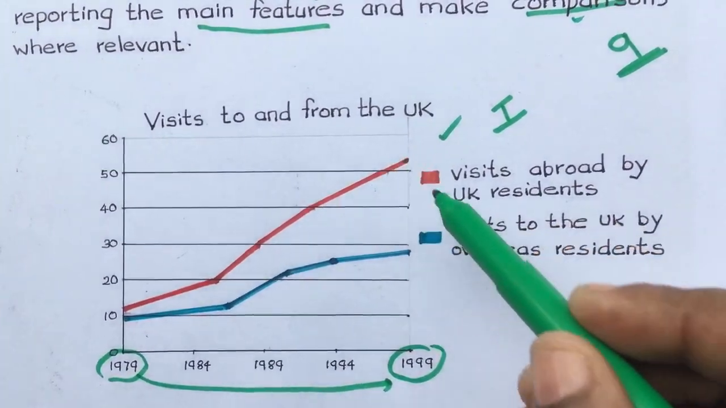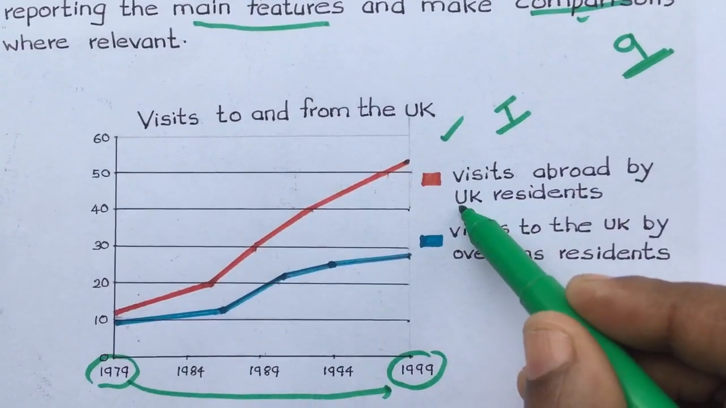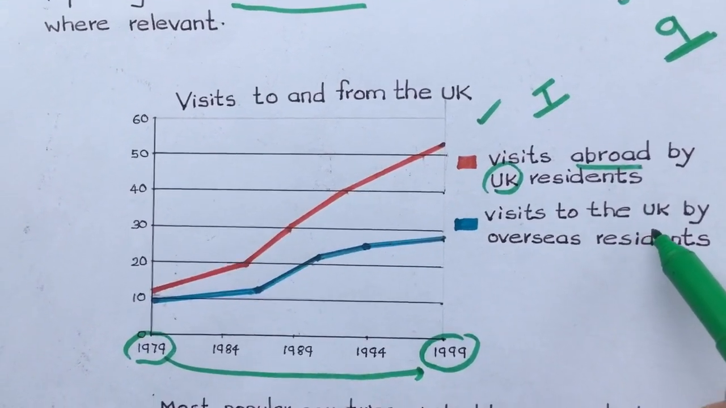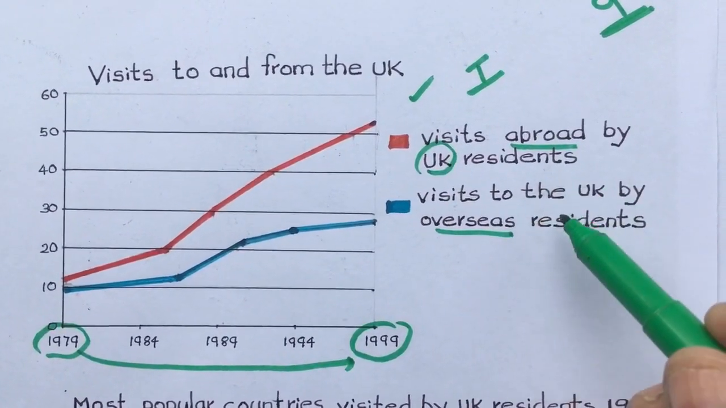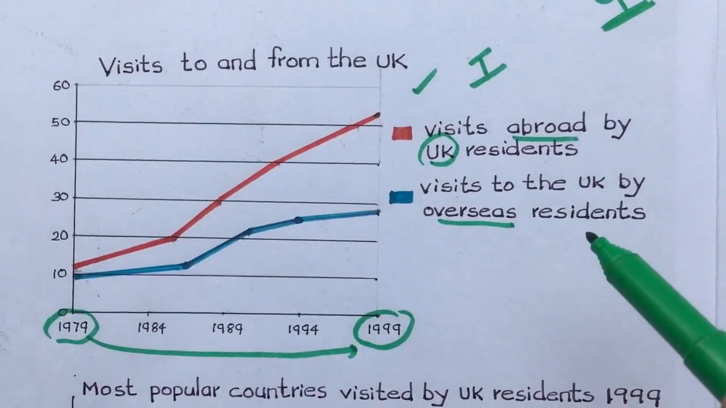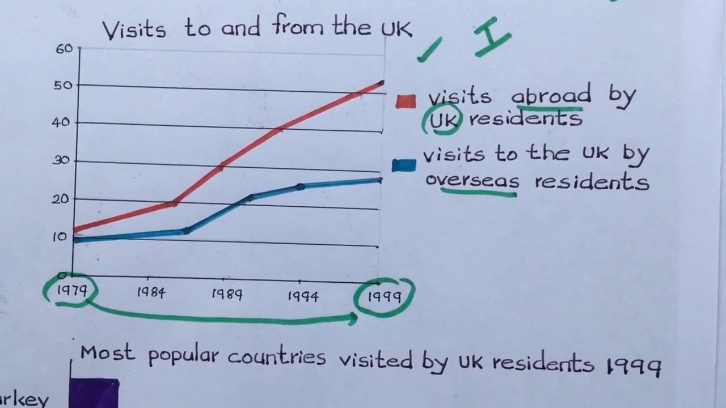And then let's see what the colors represent. The red color is visits abroad by UK residents. The other is visits to the UK by overseas residents. So see the difference: visits abroad by UK residents, and visits to the UK by overseas residents. Got it? Let's move to the bar diagram.